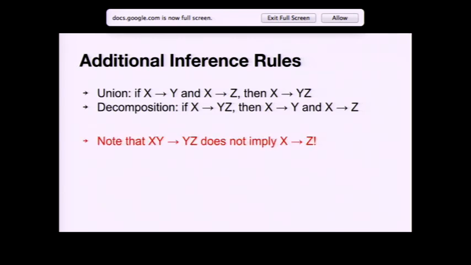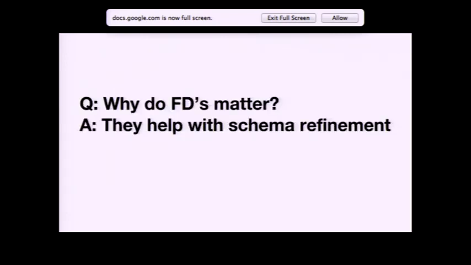This is not necessarily true, though. If you have XY determines YZ, you can't just say, oh, I'm just going to do the opposite of augmentation. I'm going to drop the thing that appears on both sides and get something smaller. You can't actually do that. So you can't say because XY determines YZ, therefore X determines Z. That's not generally true.